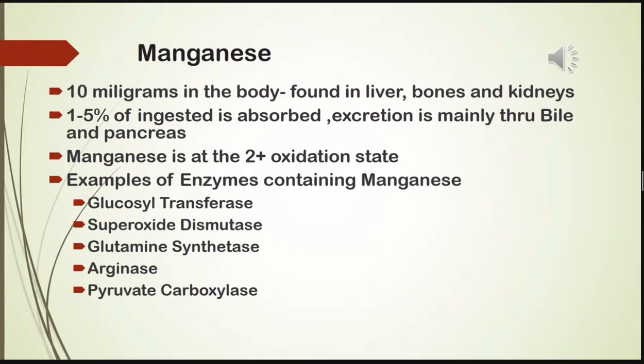Most of it is found in the liver, bones, and kidneys. 1 to 5% of ingested manganese is absorbed, and excretion is mainly through the bile and the pancreas. Physiologic manganese is at the 2+ oxidation state. Examples of enzymes containing manganese are your glucosyltransferase, your superoxide dismutase, your glutamine synthetase, arginase, and your pyruvate carboxylase.